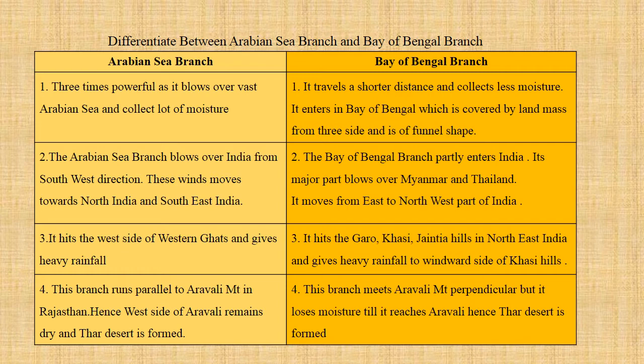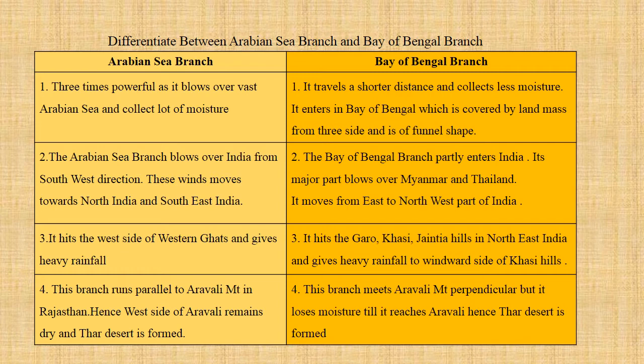Now let's go to the fourth point. The Arabian Sea branch runs parallel to the Aravalli mountains in Rajasthan. Hence, the Thar desert remains dry. Hence, the west side of Aravalli remains dry. The Thar desert lies to the west of Aravalli.